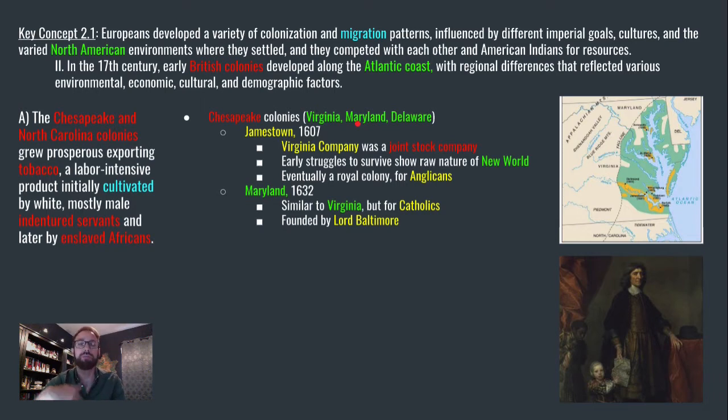Alright, and what we're going to move on from here now is different types of colonies. The ones that develop after this are called the Restoration colonies. Now, the Restoration refers to the restoration of the monarchy under Charles II.